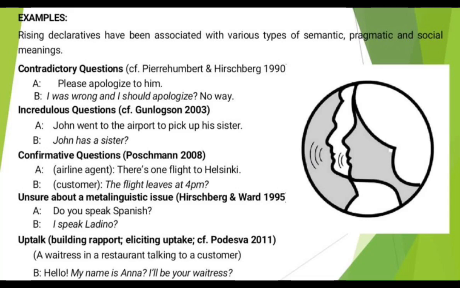So let's have these examples. Rising declaratives have been associated with various types of semantic, pragmatic, and social meanings. Under contradictory questions, which came from Pierre Humbert and Hirschberg 1990: sentence A, please apologize to him. Sentence B, I was wrong and I should apologize? No way. Under incredulous questions, which came from Gunlogson 2003: sentence A, John went to the airport to pick up his sister. Sentence B, John has a sister?